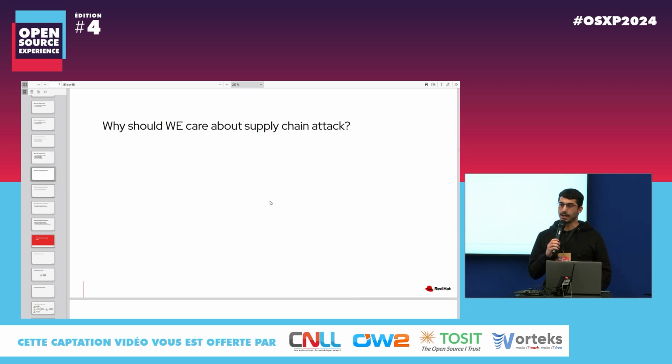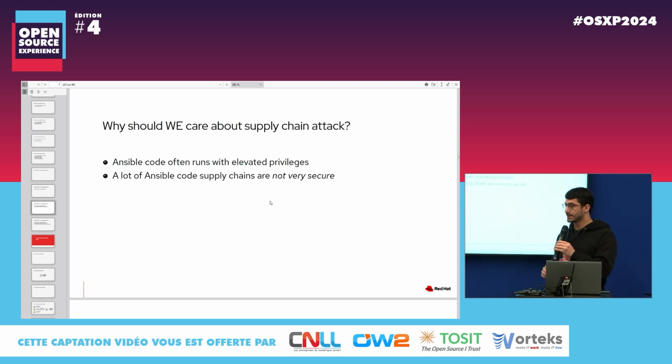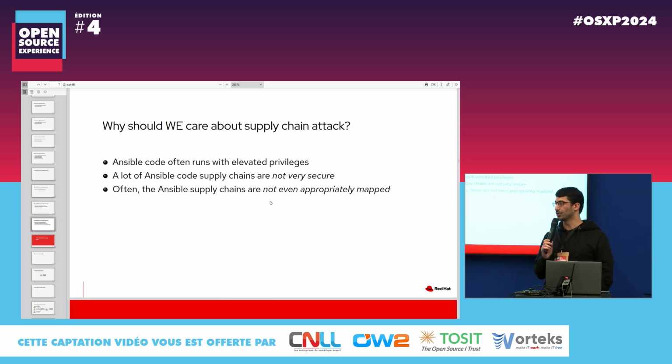So why should we as automation administrators or automation developers care about supply chain attacks at all? First of all, we need to remember that automation code, and Ansible code more specifically, tends to run as root on our systems, which means that if someone compromises that code, they will compromise the systems very, very quickly. The second aspect is that usually supply chains for Ansible code are not very secure, but even more, usually they are not very well mapped either.